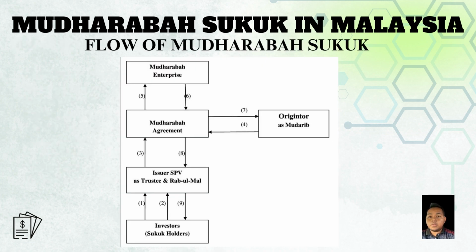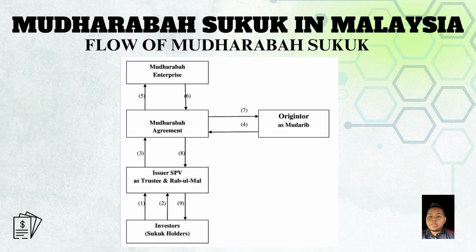Issuance of Sukuk. Sukuk issuance and ownership. Sukuk represent ownership in an asset or project issued by the Mudharib. Investors fund Sukuk and trust the issuer SPV as trustee. Mudharabah agreement. The issuer SPV and originator sign a Mudharabah agreement. The originator is Mudharib. The issuer SPV is Rabbul Mal, creating a Sharia-compliant Mudharabah enterprise.